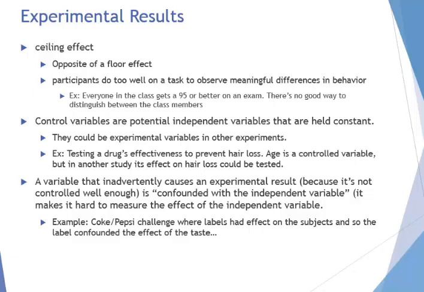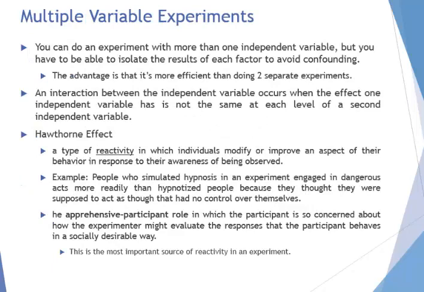Otherwise people are going to have preconceived notions, or they're going to be impressed by other factors that are going to confound your variables. The other option, if you have more than one variable, is to actually do a multiple variable experiment where you can have two different variables that you're testing. For example, you want to do Coke and Pepsi.